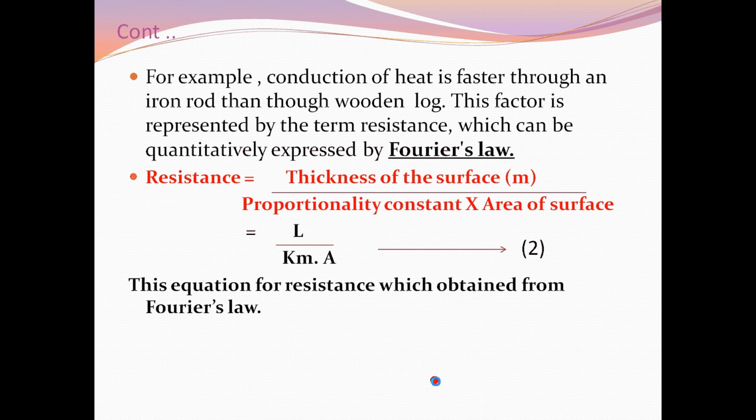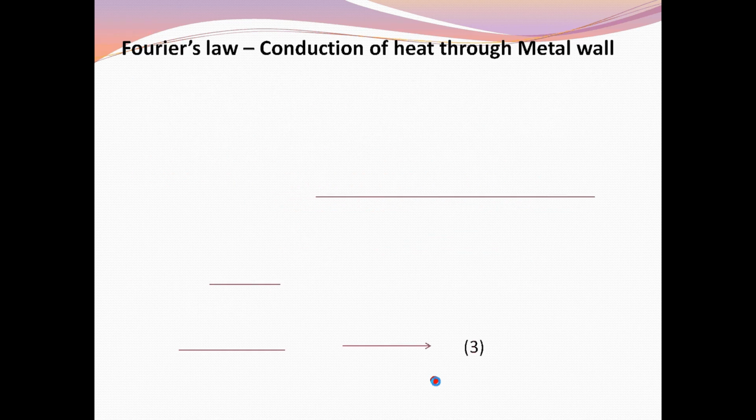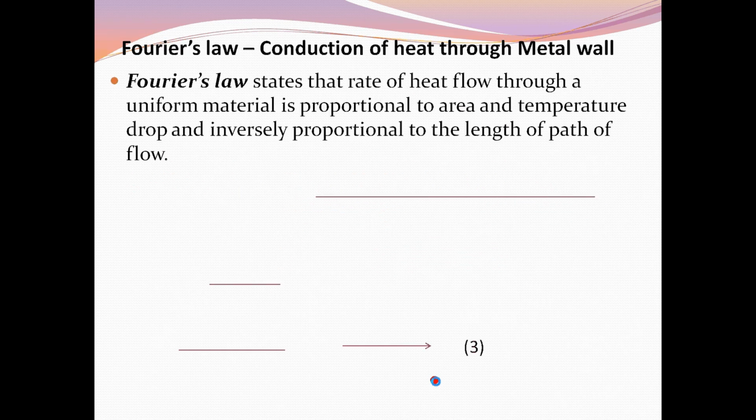But what is Fourier's law? Here is the statement of Fourier's law. Fourier's law states that the rate of heat flow through a uniform material is proportional to the area and temperature drop, and inversely proportional to the length of the path of flow. Here, proportional means directly proportional to area and temperature drop, and inversely proportional to the length of the path of flow. Length of the path of flow means the thickness.